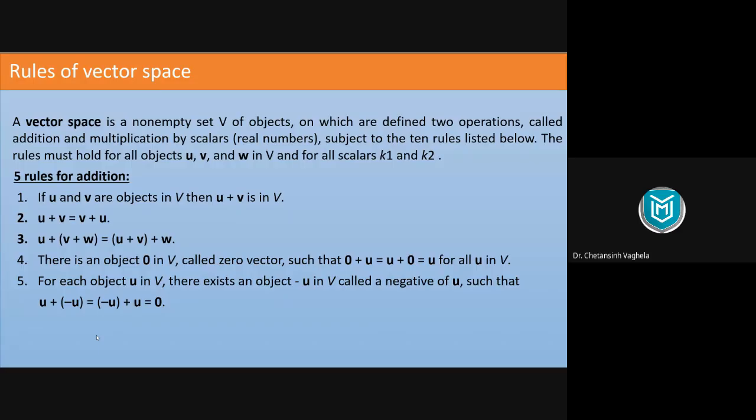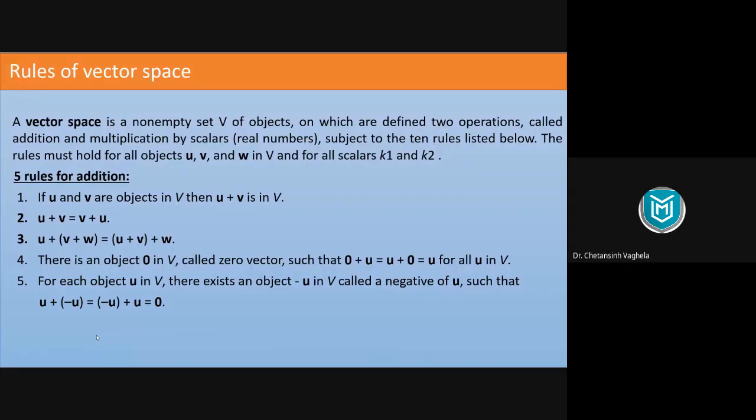These 5 conditions are only for addition. So again, let me go through all 5 conditions. First condition is closure property. That means if you choose any 2 objects U and V, their addition U plus V again should be part of V. Second, U plus V equal to V plus U. That means commutative property. If you change the order of your addition, that should not affect your final answer.